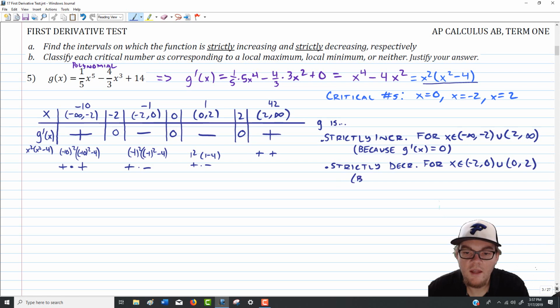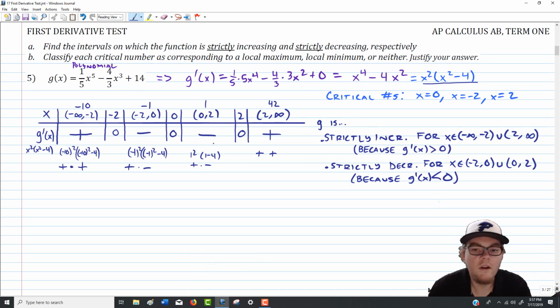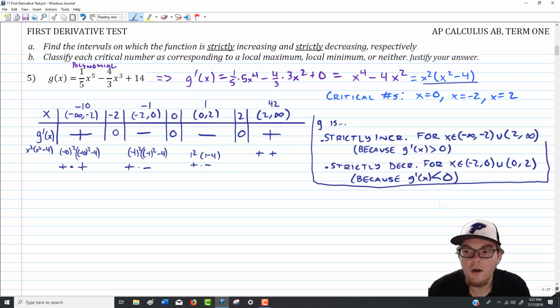And again, our reason, not that hard to dissect or break into. It's going to be because g prime of x is less than 0. And I found another mistake. I apologize. This is supposed to be greater than 0. So there is our first part of the answer. You can say that this is the answer to part A.